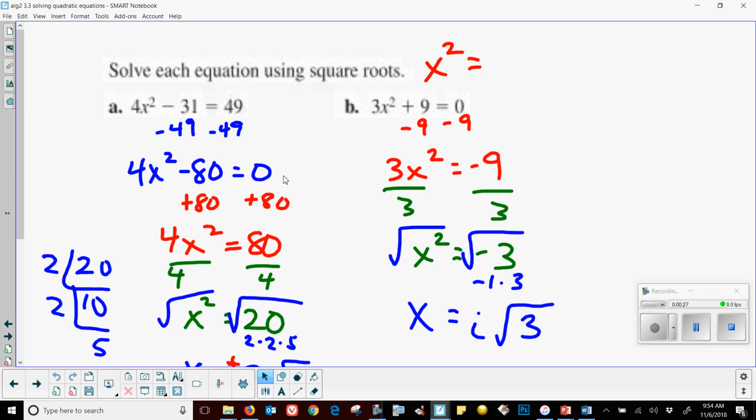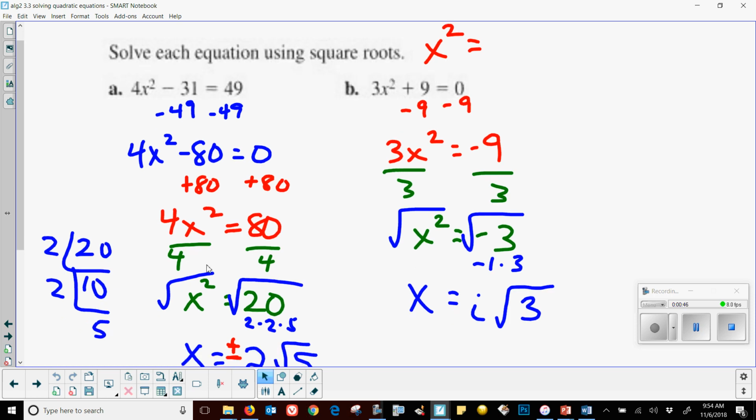We kind of want equal zero. So from here, we would kind of move the 49 over, but in reality, our goal, if we're missing this middle term, and it's not like a difference of squares, we're trying to get x squared equals. So I could just move that 31 over, and I get here 4x squared equals 80. Divide by 4, square root.